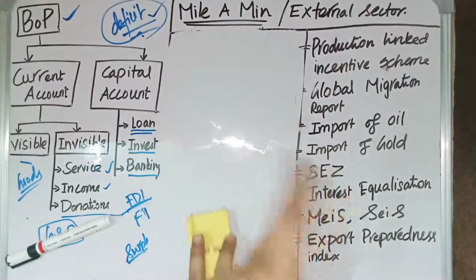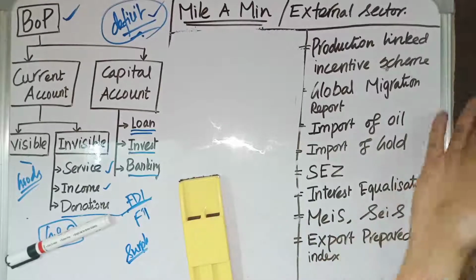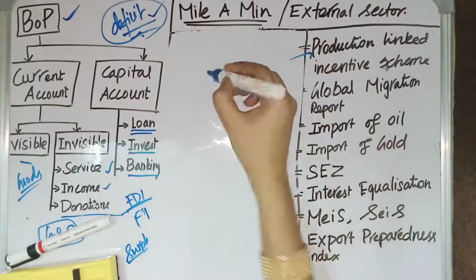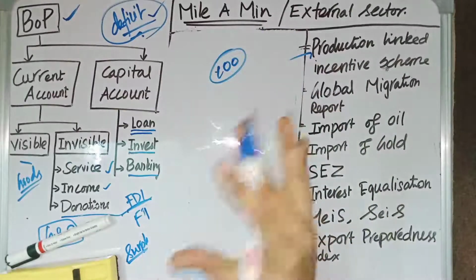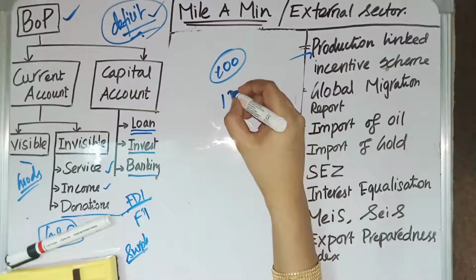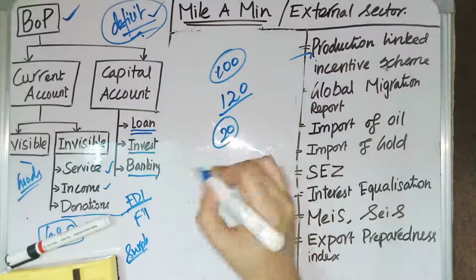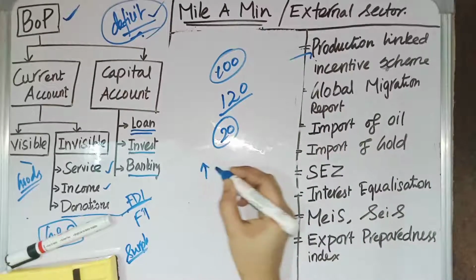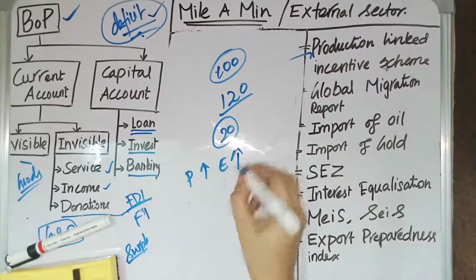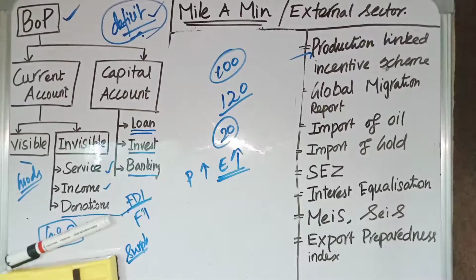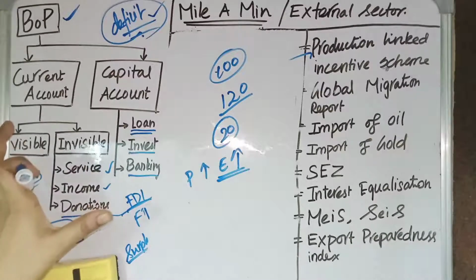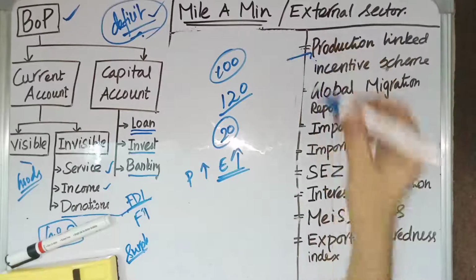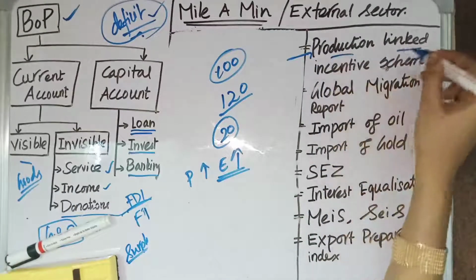Then we have certain schemes and things which are relating to the external sector. Let us see those things. First is the production linked incentive scheme. Production linked incentive scheme is nothing but you are producing 100 products today, and if you have increased the production and you are producing 120 products, for these 20 products you will get an incentive. That is the production linked incentive scheme. Why? Because if the production is increased, then automatically your export will increase. If the export is increased, then you will be strengthening your external sector, right? You will be balancing your trade and you will become trade surplus. So, for increasing the production, they give incentive, and that is called the production linked incentive scheme.